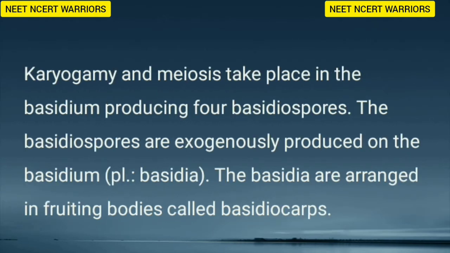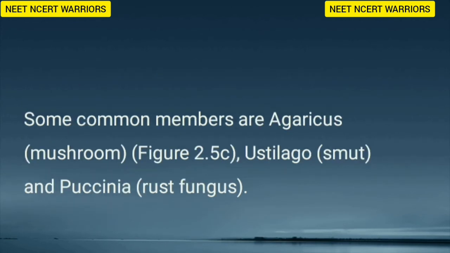Karyogamy and meiosis take place in the basidium, producing four basidiospores. The basidiospores are exogenously produced on the basidium, giving rise to basidia. The basidia are arranged in fruiting bodies called basidiocarps. Some common members are Agaricus, also called mushroom, which you can see in figure 2.5c, Ustilago, also called smut, and Puccinia, also called rust fungus.